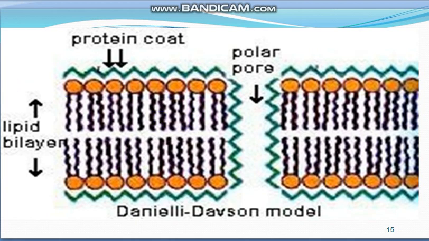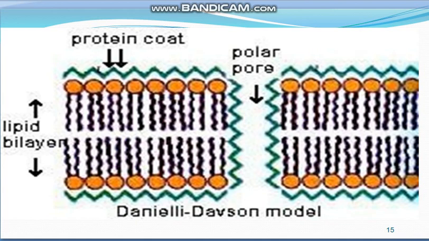And the total thickness of the cell membrane is 8 nanometer according to the Danielli-Davson model. This lipid layer from here to here is 6 nanometer, and this protein coat is 1 nanometer, and this protein coat is also 1 nanometer. So it comes to 8 nanometer. So this is about the Danielli-Davson model of the cell membrane.